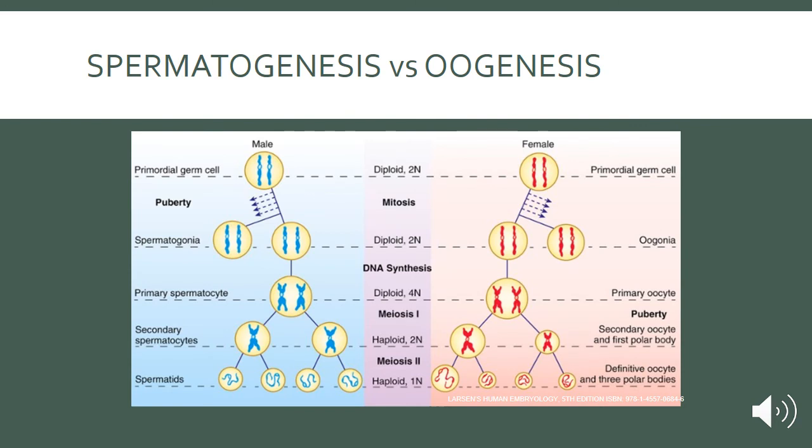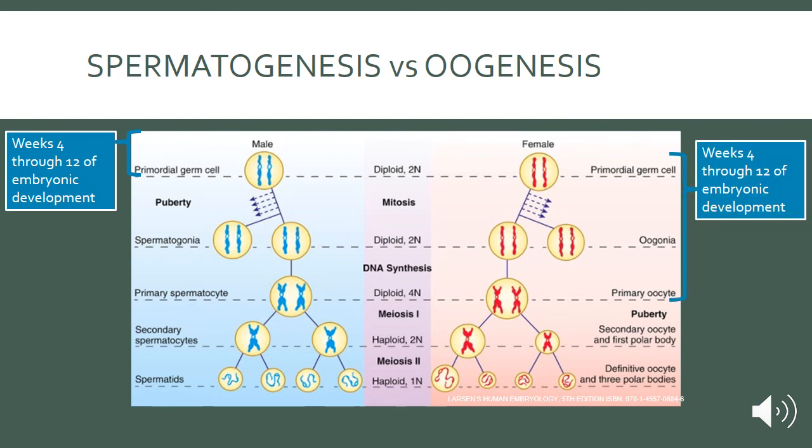So just in summary, to wrap up the differences in the timeline here, for spermatogenesis, the formation of sperm, this period of the primordial germ cell migrating into the genital ridges and getting to where it belongs happens weeks 4 through 12 of embryonic development. But everything else, the entire process of meiosis, happens after puberty. Whereas for women, we actually get through prophase 1 of meiosis 1 during weeks 4 through 12 of embryonic development, and then we arrest until puberty and continue the process.